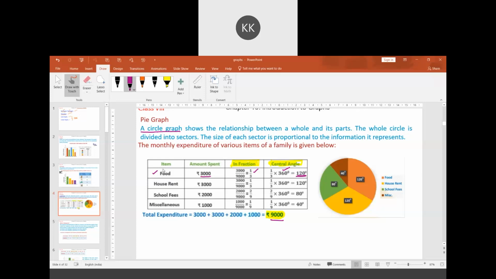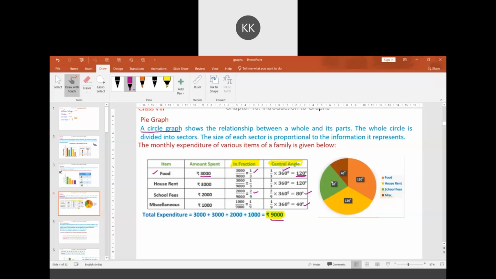Similar is the case with house rent. We get 120 degrees. But for school fees, you can see the fraction is 2,000 upon 9,000, which is 2 by 9. So 2 by 9 is multiplied by 360 degrees. The central angle we obtain is 80 degrees. For miscellaneous, which is 1,000, the fraction is 1 upon 9, and the central angle is 40 degrees.